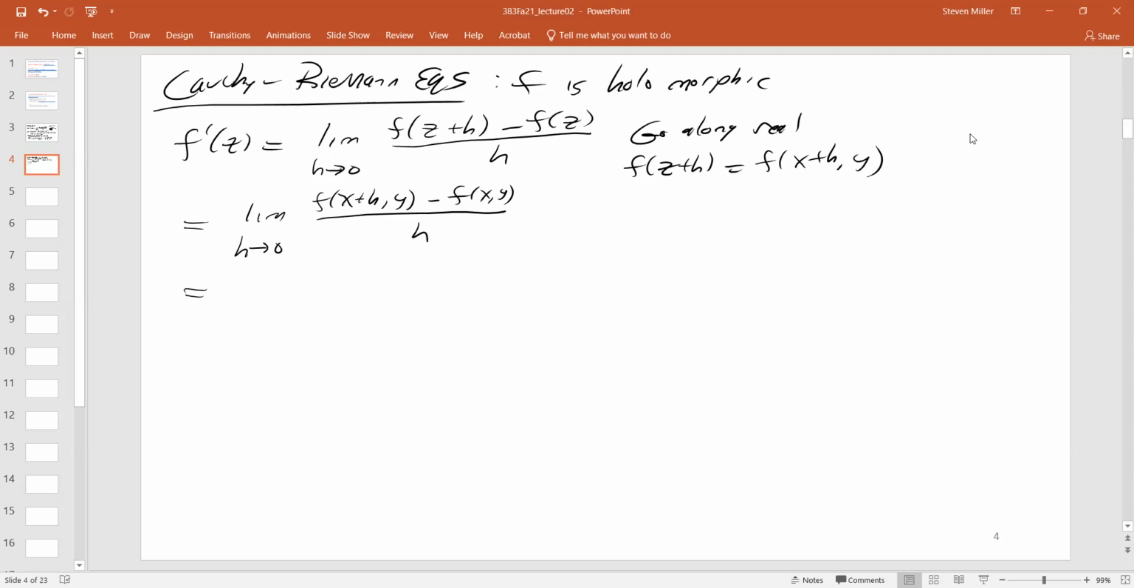Good. Be more specific. The partial derivative of what? Good. The partial derivative of f with respect to x. And that would be du dx plus i dv dx, because f of xy is u of xy plus i v of xy. Okay. Any other paths that's worth trying?